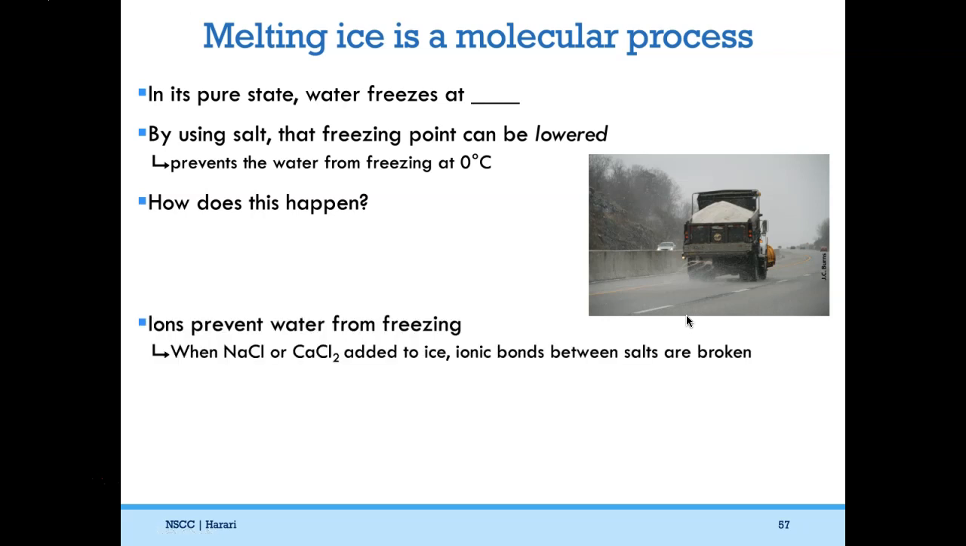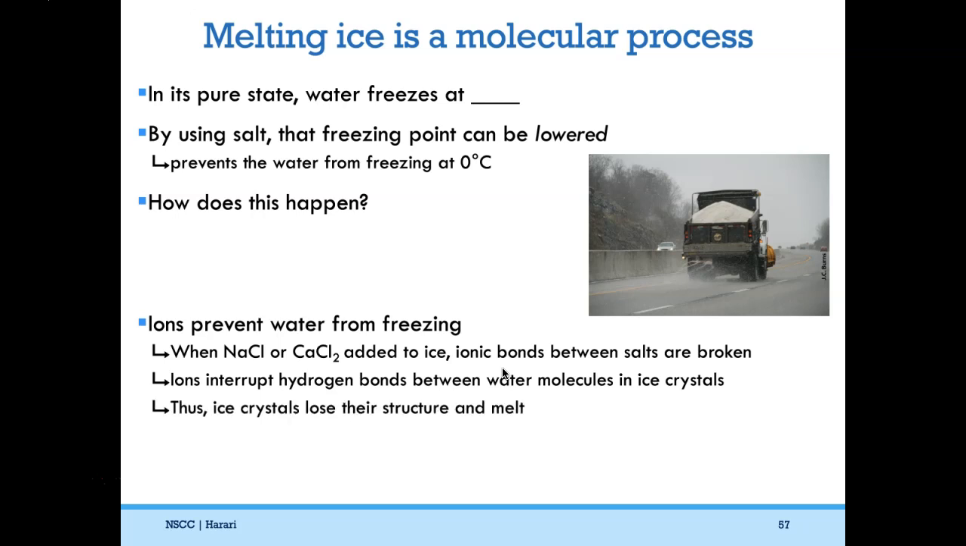Right, so ions like salt prevent water from freezing, because when salts like sodium chloride or calcium chloride are added to ice, the ionic bonds between the salts are broken, so sodium separates from the chloride, and those ions interrupt the hydrogen bonds between water molecules and the ice crystals. So you're taking salt and you're interrupting all the hydrogen bonds in the ice crystals, and that will cause the ice to melt, and that's why we salt our roads in the winter. So the ice crystals can lose their structure and melt and make it safer for us to drive.